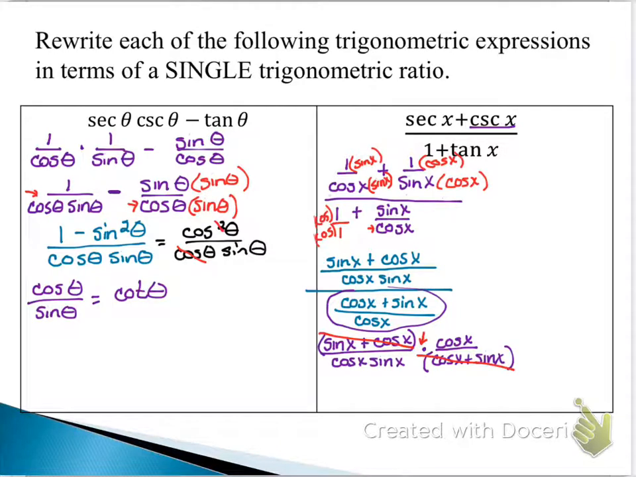So now it's going to look a little bit easier to look at. So now I have cosine x over cosine x sine x. And the good news is I can cancel even more. I can cancel this and this. So then it would equal 1 over sine x. Well, 1 over sine x is cosecant x, and that is our single trig ratio.